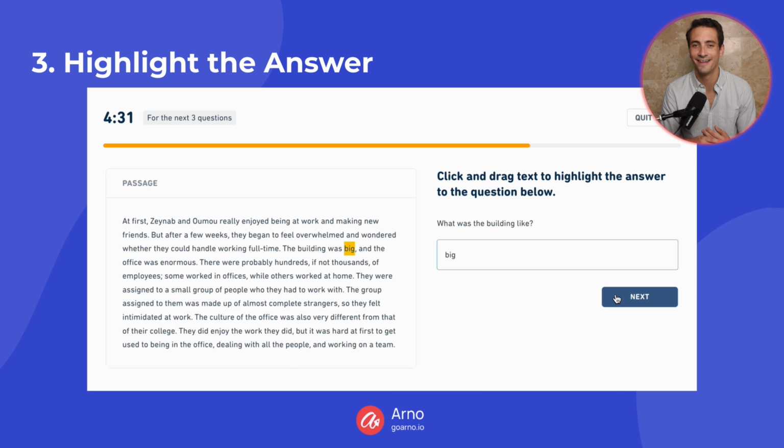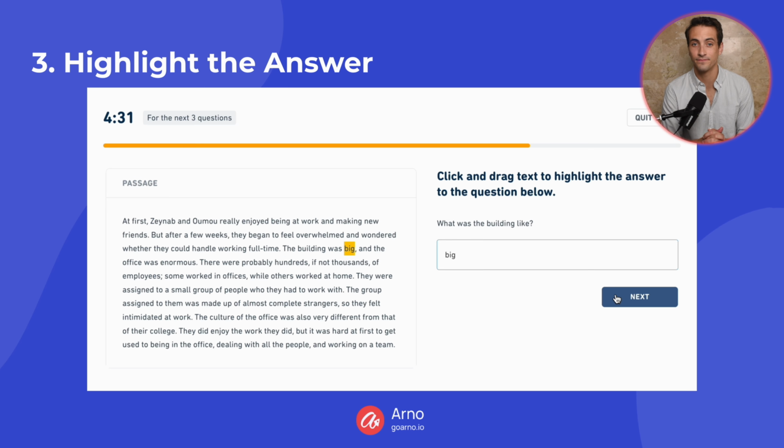So, what was the building like? It was big. You may think that that's too simple or too short of an answer to be correct. However, that is the most precise answer. The building was big. You may be tempted to also highlight "and the office was enormous." However, the question only asks you about the building. It does not ask you about the office. So, although the answer may seem too simple, too short, big is the correct answer, and this will get full points.